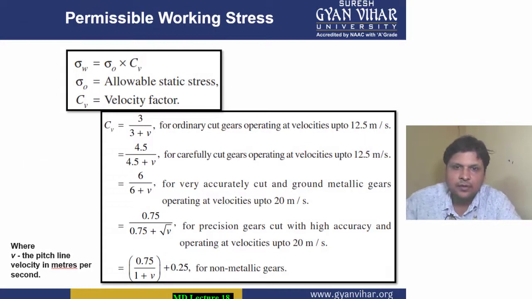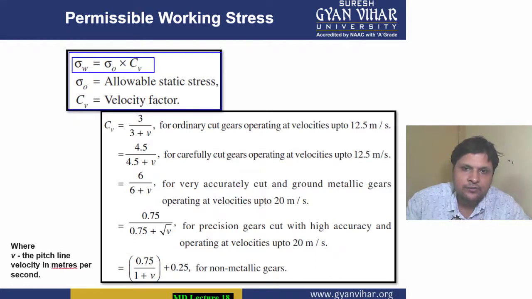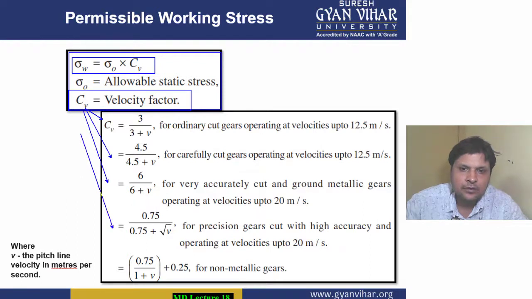Moving further, this you should keep in mind in the design process of gear. We will use this particular formula also: sigma w is equal to sigma naught into Cv. Now, velocity factor, again this factor you can calculate from machine design data book. You can use any of the values given, and all these values are based on the pitch line velocity of the gear.